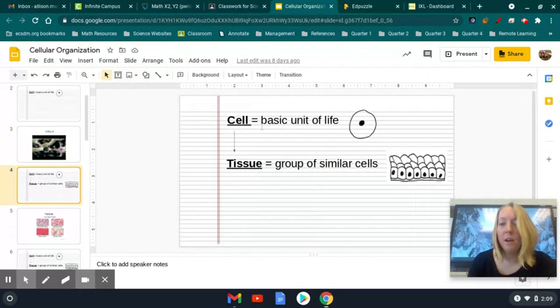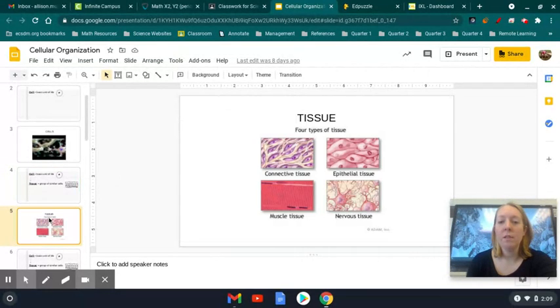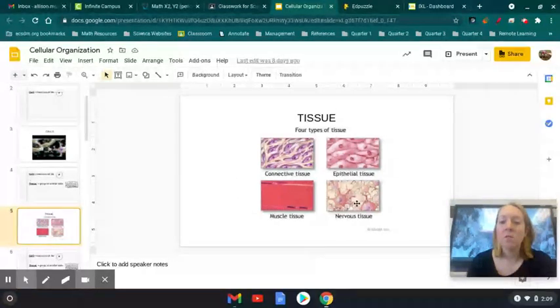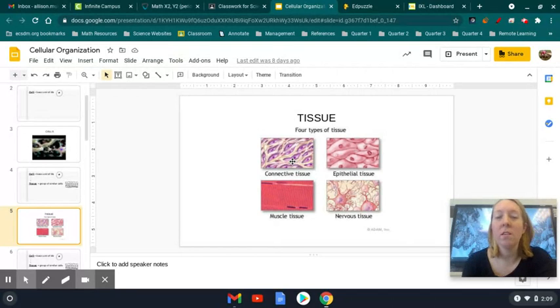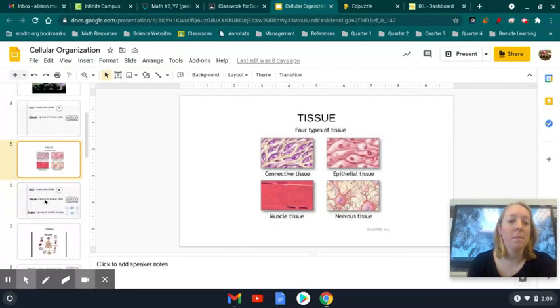Then when you put several similar cells together, you get what's called a tissue. It's like a row of cells. Here's a picture of a bunch of little cells next to each other. There are different kinds of tissue, such as epithelial tissue, which is like your skin, muscle tissue, which is your muscle, nervous tissue, like in your brain and your nerves, and connective tissue, like your ligaments and tendons. You don't have to know these four types. These are just some examples.